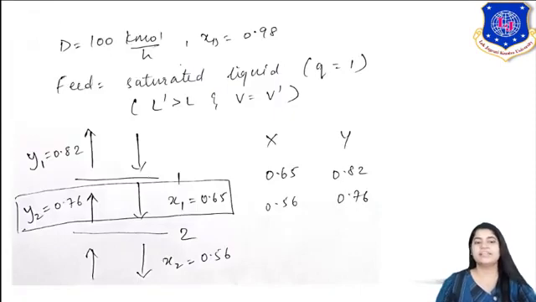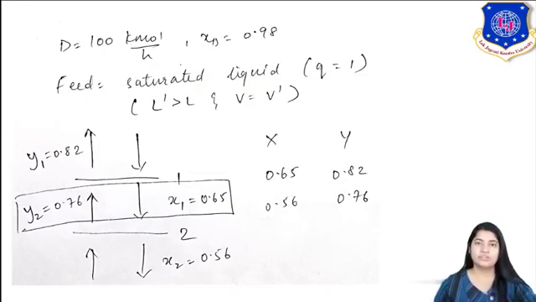So let's see, here D is given as 100 kmol per hour and XD is given. Now the feed is your saturated liquid. It means q equal to 1. What is the significance? Here L bar is more than L and V is equal to V bar. It means the liquid flow rate in the stripping section is more than that in enriching, whereas the vapor flow rate in enriching and stripping would be the same. So see how you can use the data. You are given that your feed is saturated liquid. From that you can deduce that V is equal to V bar.